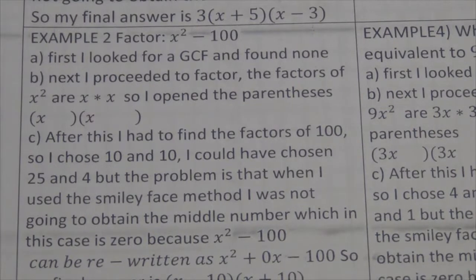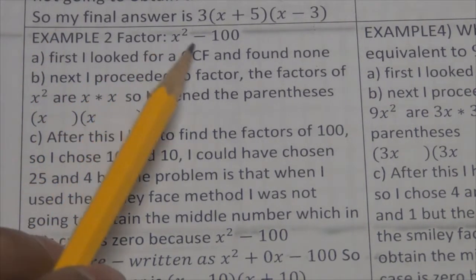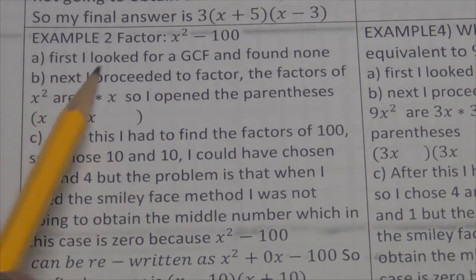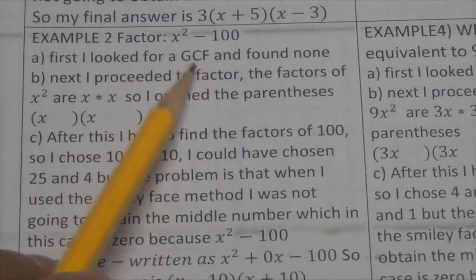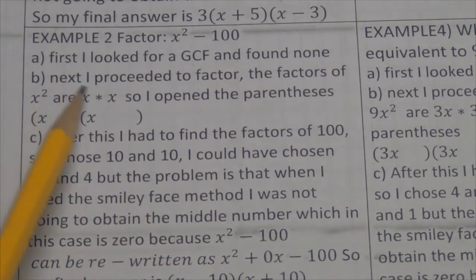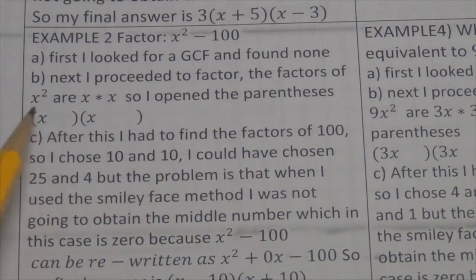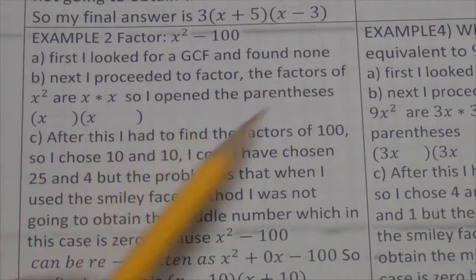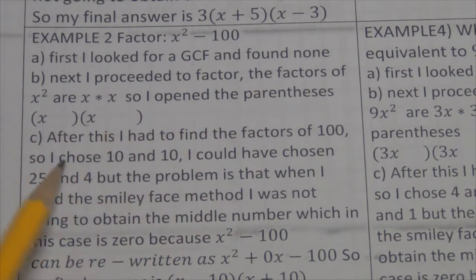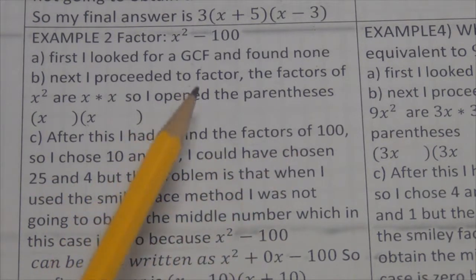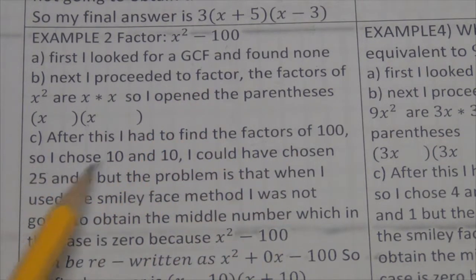Same thing here. Factor x squared minus 100. First, I looked for a GCF, because that's the first thing you do, and found none. Then I proceeded to factor. The factors of x squared are x and x. So I opened the parentheses. After this, I had to find the factors of 100. So I chose 10 and 10.